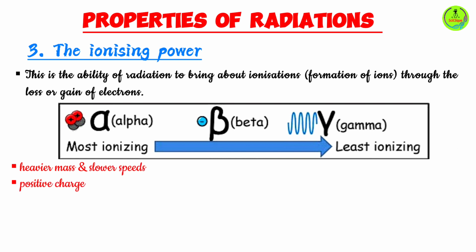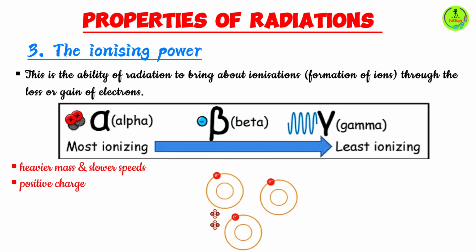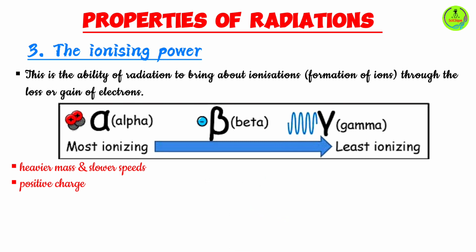The alpha particles are heavy and slow, so this allows them to have more contact time with the atoms, therefore bringing about ionization. Number two is that because of their positive charge, you find that the alpha particles attract electrons from the atoms they come across. So when an alpha particle comes across an atom, electrons from that atom are attracted towards the alpha particle. So they move out, they get knocked out of the atom, causing the atom to become an ion.